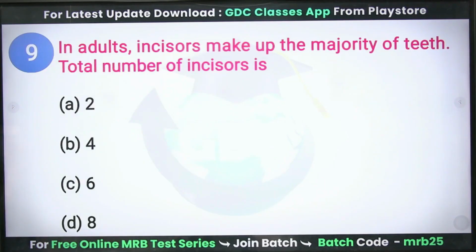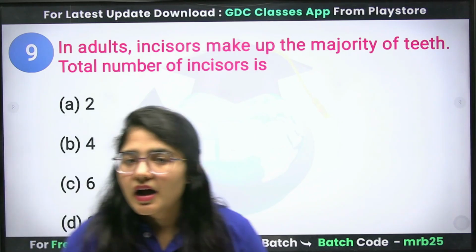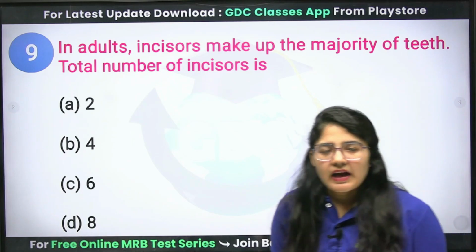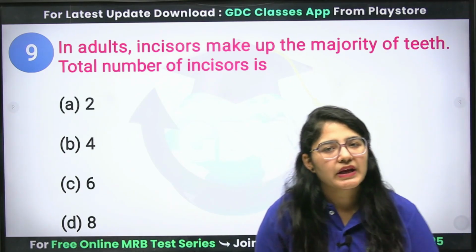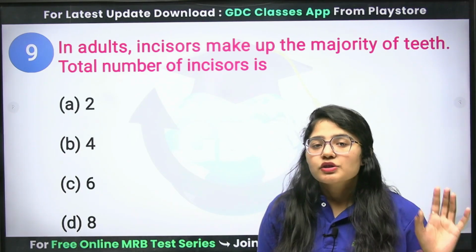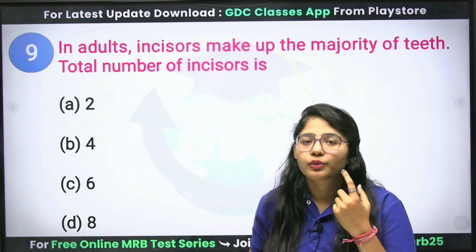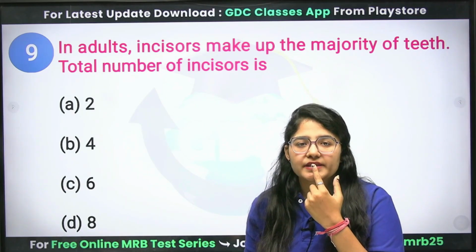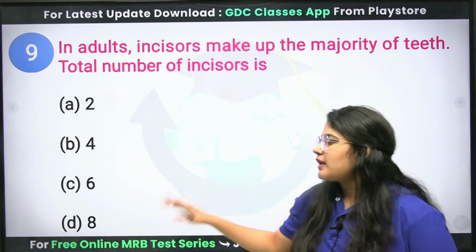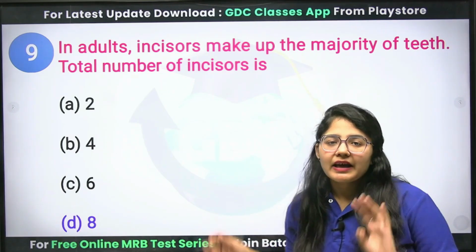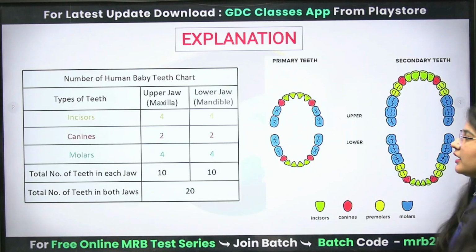Next question. In adults, which teeth make up the majority? Total number of incisors are? There are 4 types of teeth: canines, incisors, premolars and molars. Your incisors are present 4 in one row. Clear? The upper jaw comprises 4 incisors and the lower jaw comprises 4 incisors. So there are a total of 8 incisors present in your teeth.